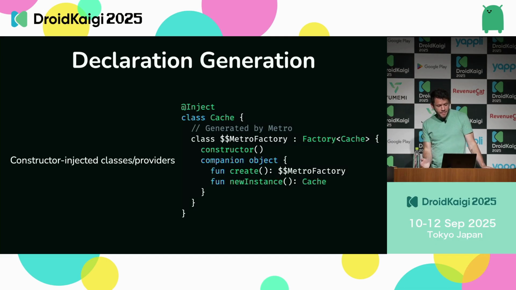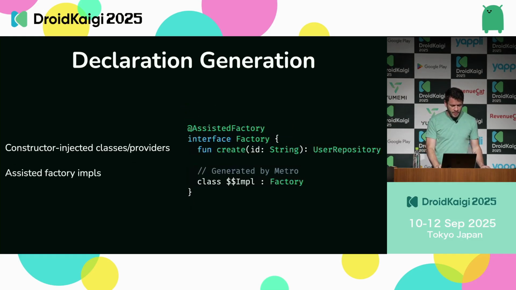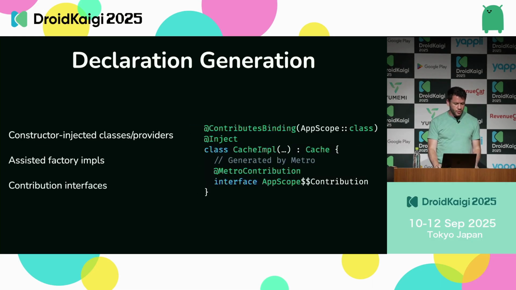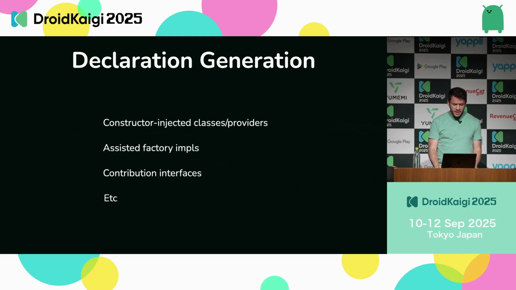As you could expect, Metro generates a ton of different declarations. Constructor injector classes and providers get generated factories that graphs call to create instances. Here we see another benefit of Metro, where we can modify these classes and generate new classes within them. This is why Metro can inject private constructors or call private providers. Assisted injection needs to create factory implementations. Contributed types generate a nested contributor interface that will host @Binds declarations, et cetera. Graph creators, member injectors, and a few other things run in here.